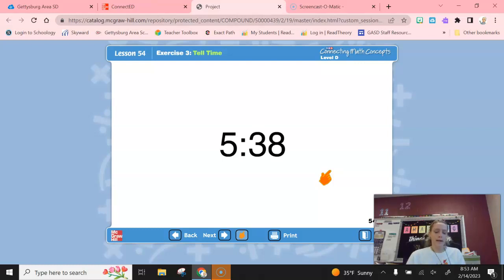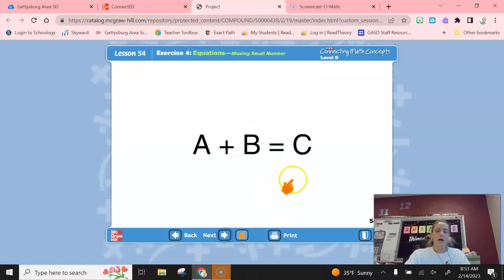Last little thing we're going to do, we're going to talk about variables a little bit. Variables are numbers that are represented by letters, okay? So in this case, we don't know what these equal, but we do know that A plus B is the same as C. We just don't know their values yet.